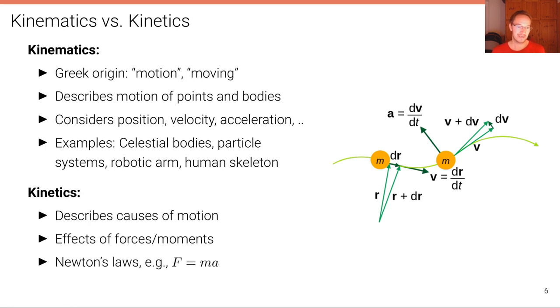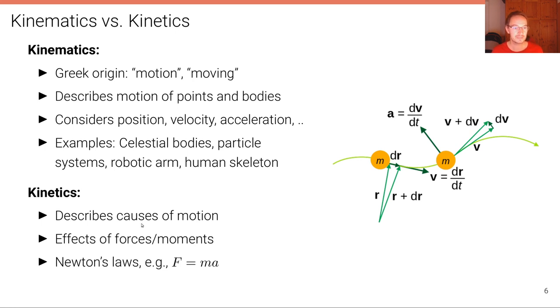Kinetics, on the other hand, describes the underlying causes of motion. For example, the effects of forces and moments. And it captures things like Newton's law, F equals M times A, the force equals the mass of an object times its acceleration. Very fundamental physical laws here.